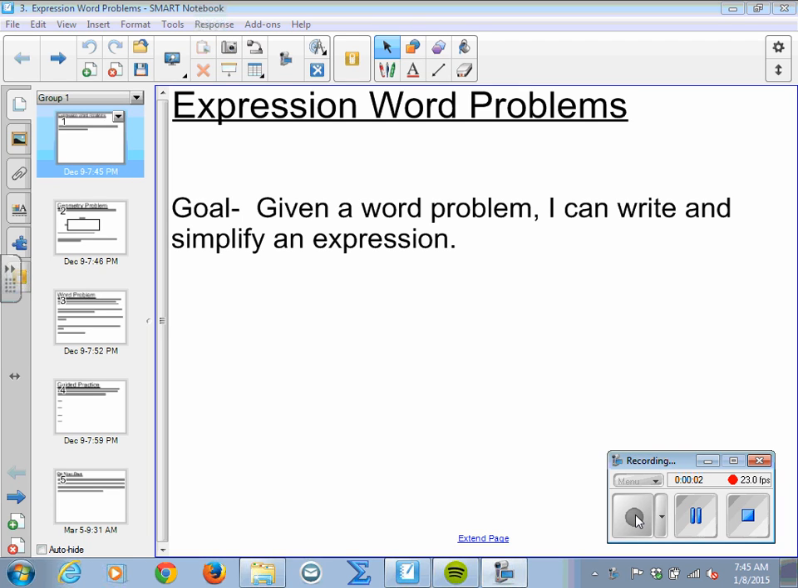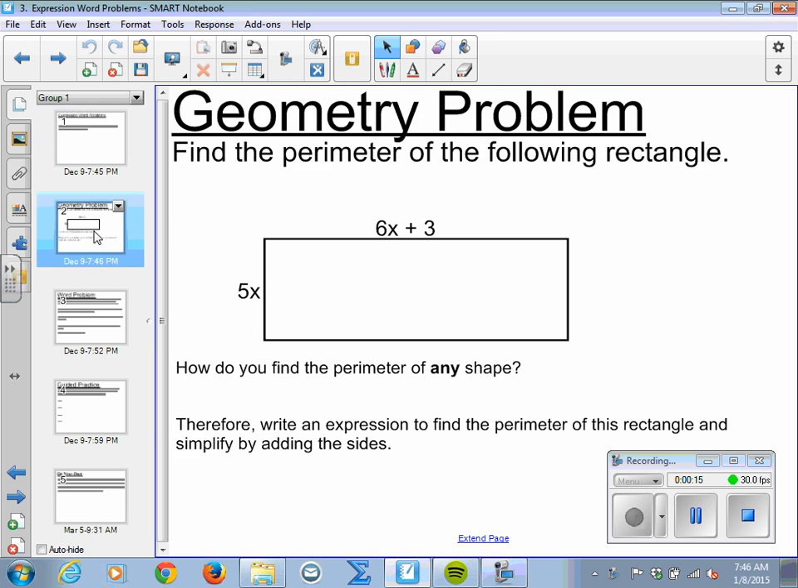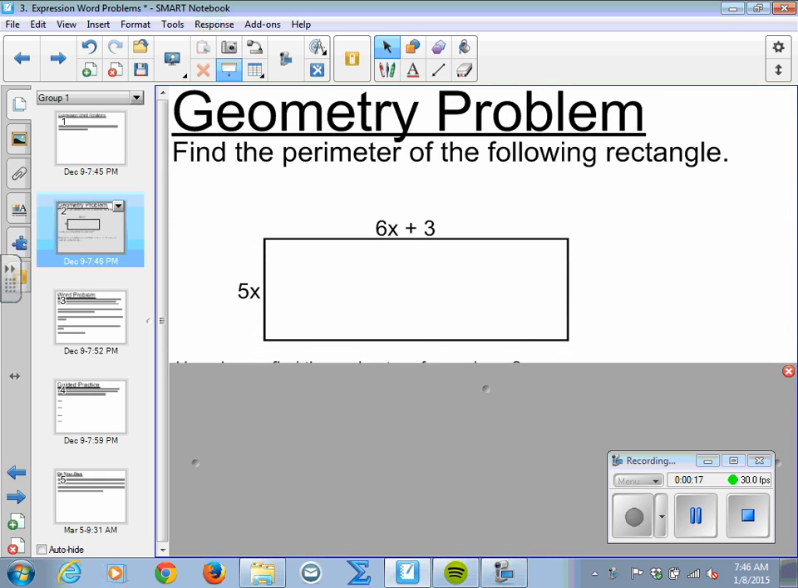Okay, our lesson today is on expression word problems. Given a word problem, you will be able to write and simplify an expression. We're building off of the last two lessons and now adding word problems to it. For example, we have a geometry connection.